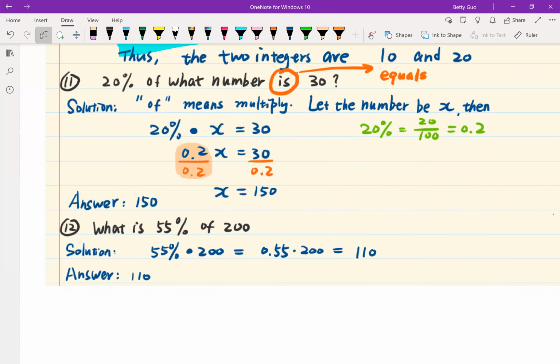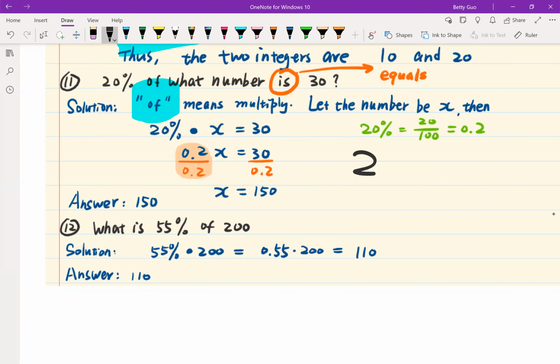Let's say the number is x. 20% OF, remember we talked about this in the class. OF here means multiply. So 20% multiplied by x is 30. Solve this equation for x, then we will have the value of the number.